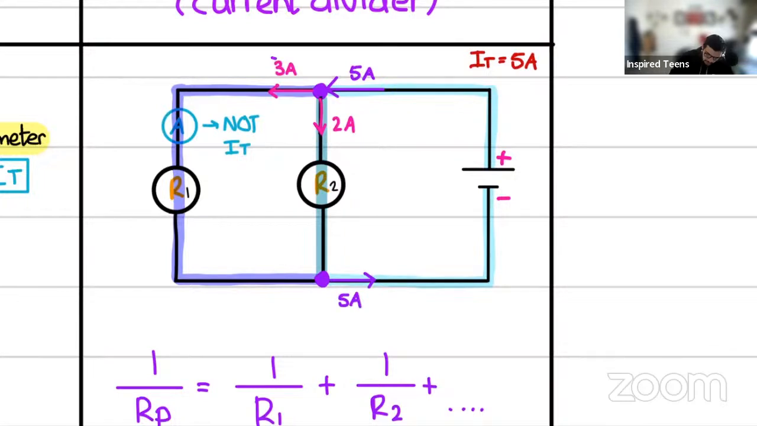So what went into the parallel branch was 5 amps, the total current, by the way. However it split, it actually splits in proportion, depending on the resistance. So for example, 2 goes down, 3 goes left. They rejoin once again when the parallel circuit ends to form 5 amps.